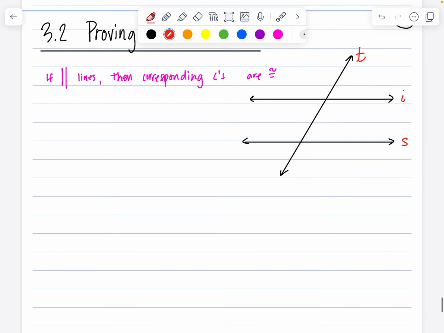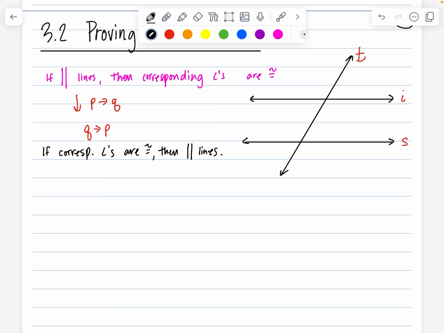Now, if we have parallel lines, then corresponding angles are congruent. We know that to be true. What if I asked you for the converse of this? The converse is normally, if P then Q, switched around to if Q then P. What would that read? Well, that would read: if corresponding angles are congruent, then parallel lines. Oops, let's draw them vertically. They just look nicer.